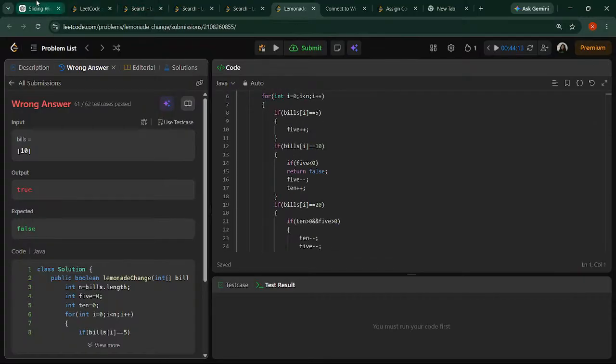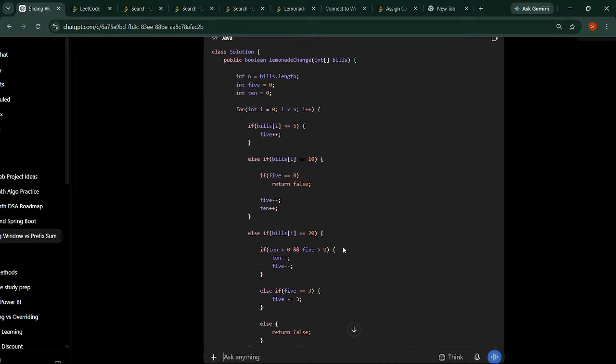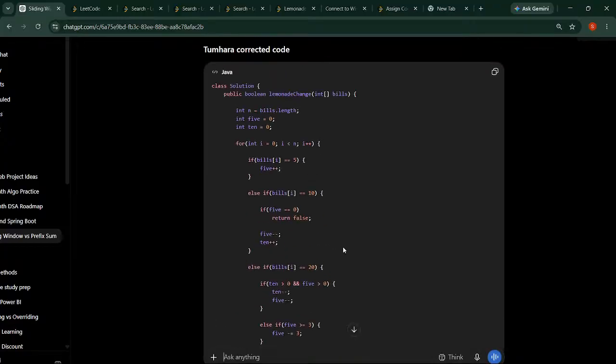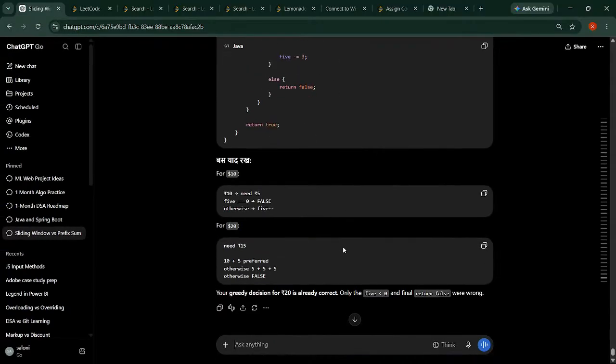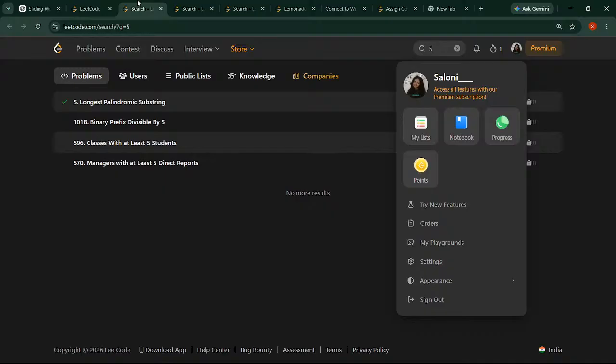Yeah, this is still not working. I think I have done something wrong. Else if else. Why is it not okay? If it's not working for a single test case, then I can kind of hardcode it.